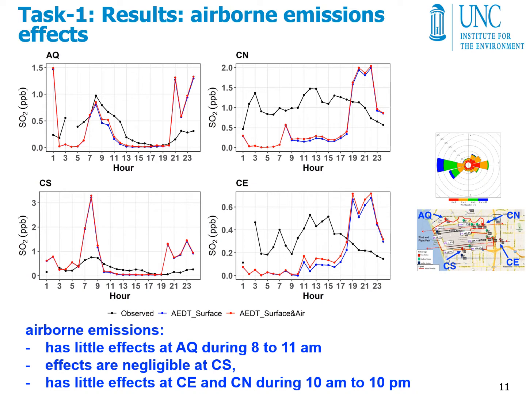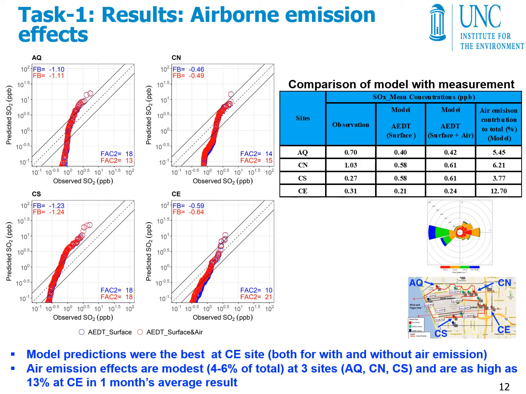The result shows that there's very little difference between the red and blue, which are both surface and air and only surface, meaning the contribution of air emission sources on surface is very small. The result shows that airborne emission has little effect at AQ during 8 to 11 am. Effects are negligible at CS and have little effect at CE and CN during 10 am to 10 pm.